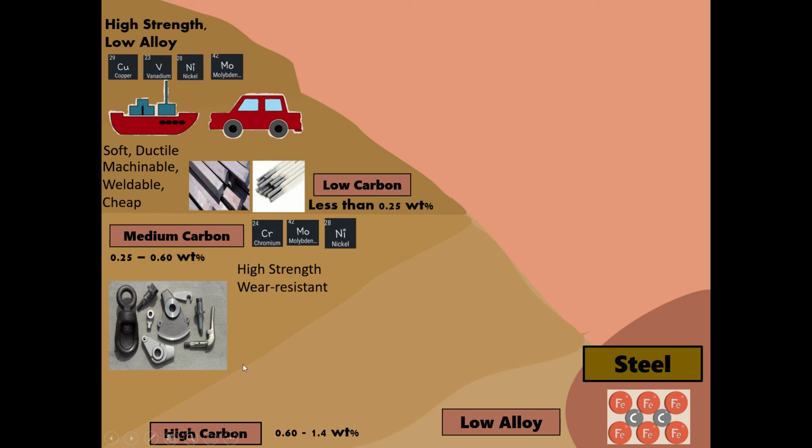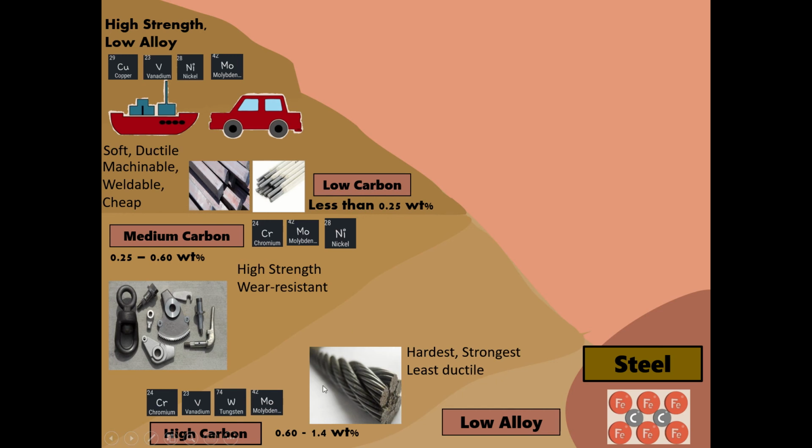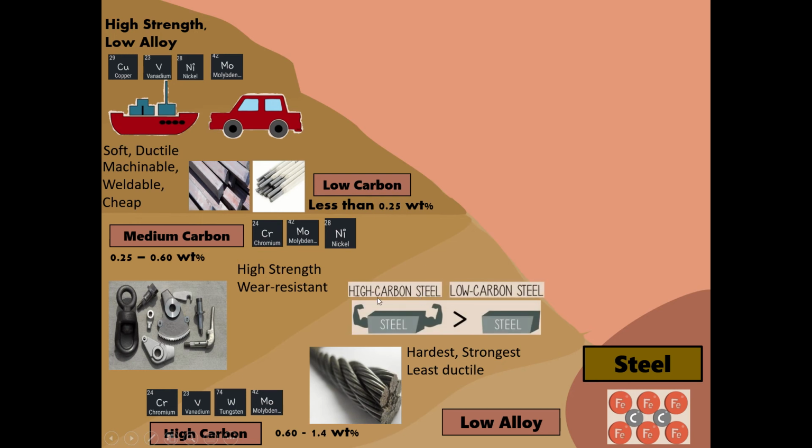So the high carbon steel has a carbon content of around 0.6 to 1.4% weight. They can be further improved by adding chromium, vanadium, tungsten, and molybdenum to make high tension wires. So high carbon, low alloy steels are the hardest, strongest, and the least ductile. That's why they are used in high tension cables such as suspension bridges, etc. Again, if you just noticed, the more carbon content, the stronger it is. So that's low alloy steel.